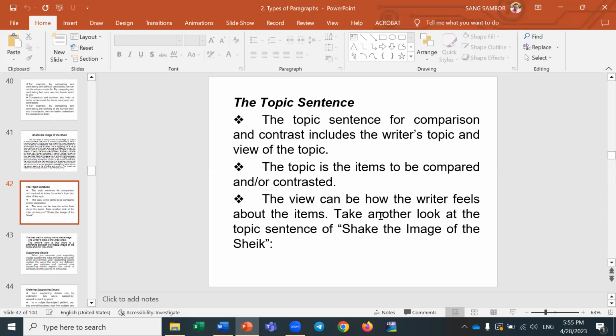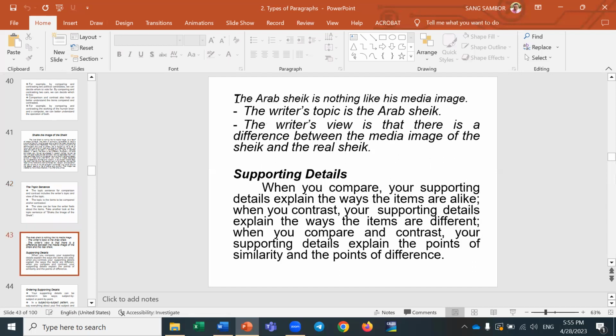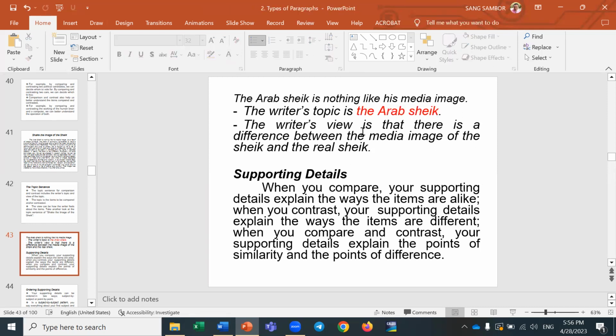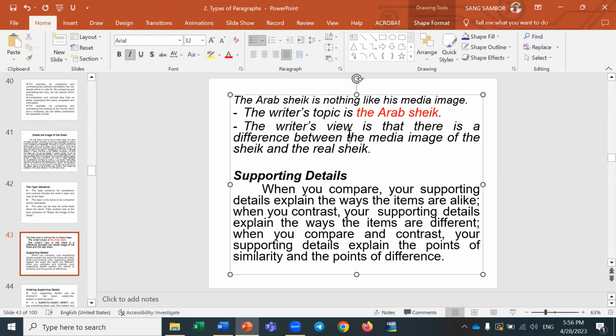Okay, take another look at the topic sentence about the image of the Sheikh. Let's see the example. The Arab Sheikh is nothing like his media image. If you look at this topic sentence of this comparison and contrast analysis, you will see that it includes the topic, which is the Arab Sheikh. And the writer's view is that there is a difference between the media image of the Sheikh and the real Sheikh.